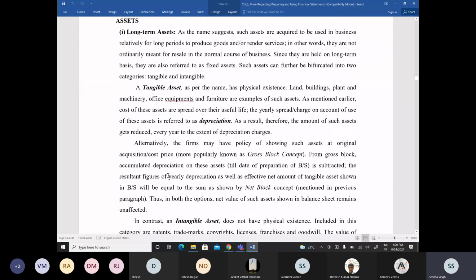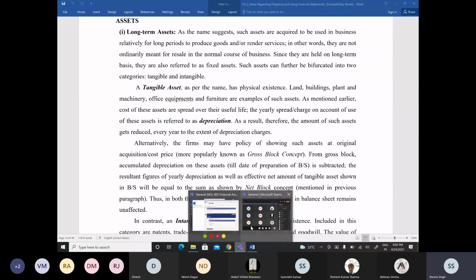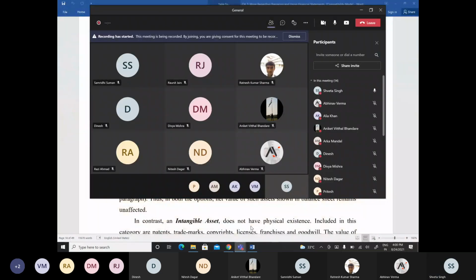Okay. Do all of you understand what depreciation is? Can someone tell me what you understand by depreciation? Alia, do you want to take a guess? Alia Khan, are you here? Aniket, do you want to answer? Hello, ma'am. Yes, Aniket. Hello. Yes, Aniket, I can hear you. Hello. Decreasing of value over time.